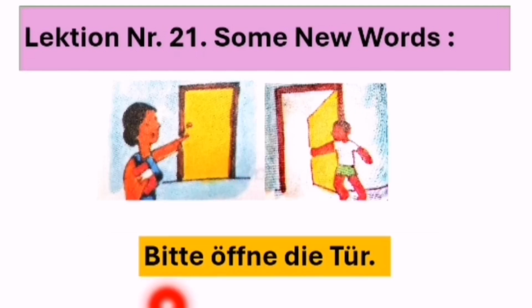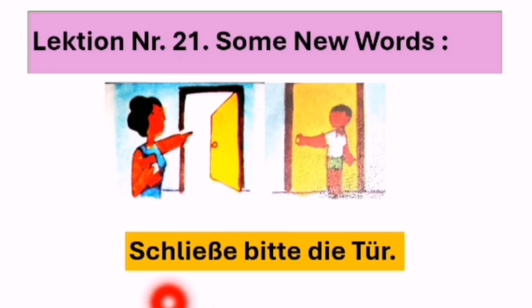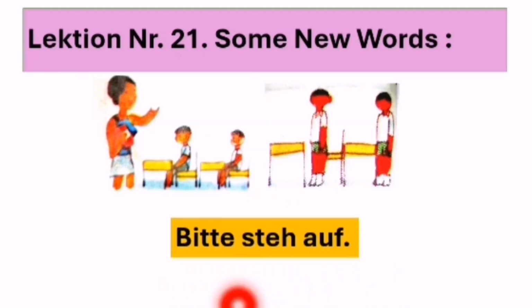And now she says, bitte öffne die Tür. Please open the door. And he opened it. Bitte öffne die Tür. Tür means door. And now she says, schließe bitte die Tür. Please close the door. And he closed it. Schließe bitte die Tür. And now she says, bitte steh auf. Please stand up. Steh auf, stand up.